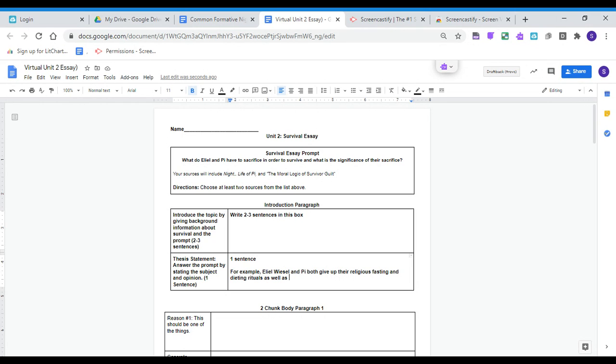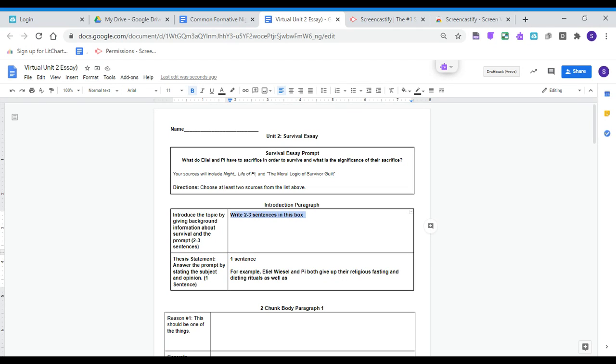So you can say like Pi gives up his values of following his religious rituals to a T, or he gives up his value of not eating other people. What else does he give up? He gives up so much. You can talk about Eli and his survivor guilt. You can both say they have survivor guilt because they both outlive their families, they both outlive their fathers. Eli sees a boy being hanged and can't do anything about it. There's all sorts of things that happen that they both share, and you can make it general so that when you go to your actual essay, you can be specific.